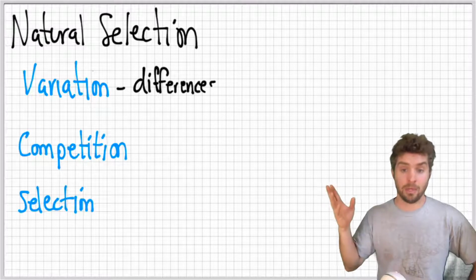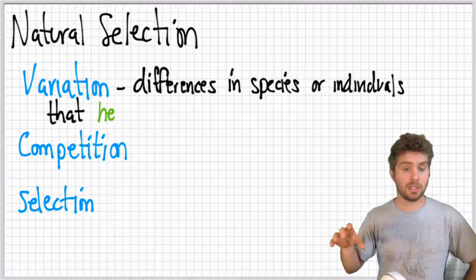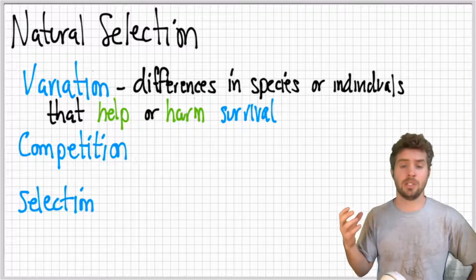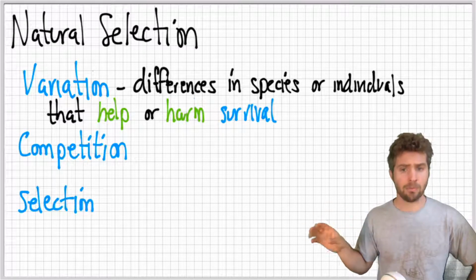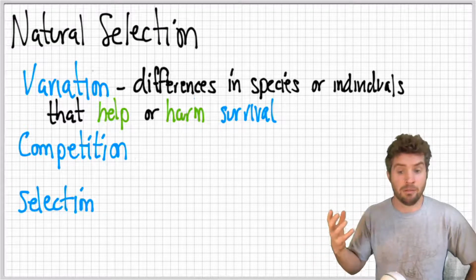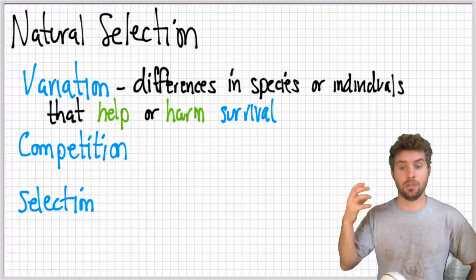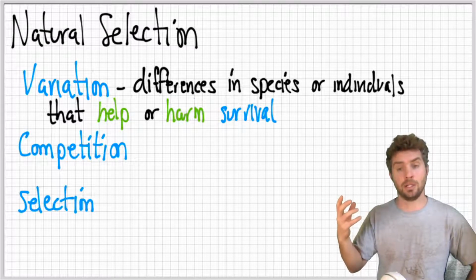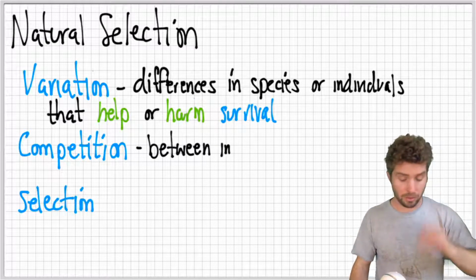So last video was all about variation, all about the differences between species and within species. The key here for natural selection is that those differences are going to either help or harm survival. And that will come into play in all of these terms. Basically, if a variation helps a species or an individual survive, then that's going to give it an advantage, and it's going to make it more likely to pass on its genes, which is the really big deal, which we'll come back to.